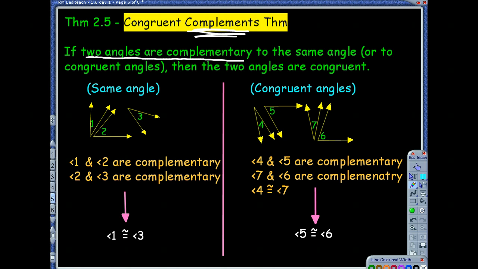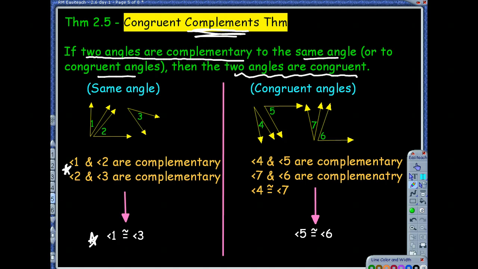So if I only have one set of complementary angles, I can never use this, right? Right, you have to have two sets of complementary angles right away. That's usually the red flag. To me, that's when I go to this theorem. So you have two angles that are complementary either to the same angle or to congruent angles. So we've got our two scenarios. Then what you can prove is the two angles are congruent. So you're starting with complementary angles and proving congruent.